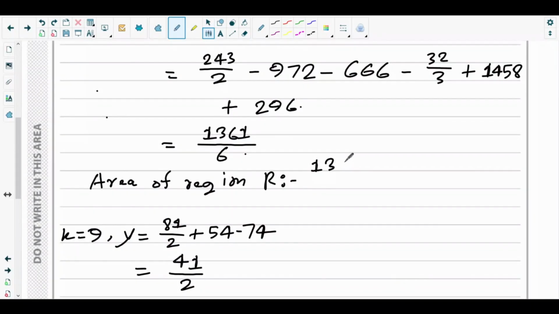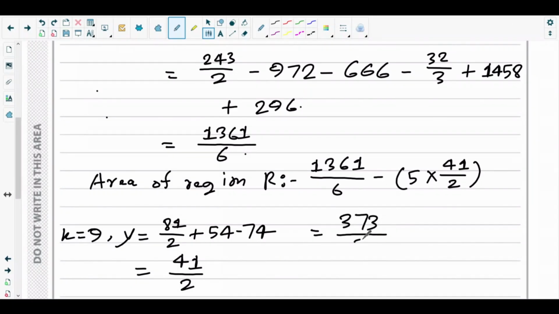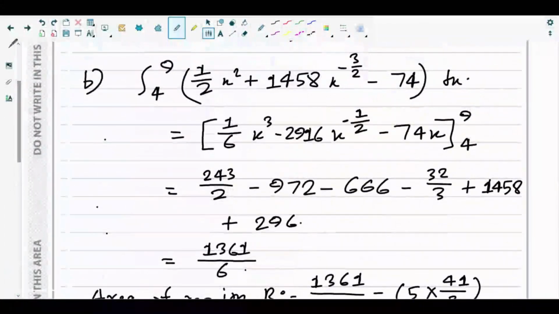So the area of region R would be 1361 over 6 minus what? Length is 9 minus 4, which is 5, times 41 over 2. So what would be the area? 1361 over 6 minus 41 times 5 is basically 205 over 2. So this is 373 over what? 373 over 3. This is the value for the area of region what? Region R. 373 over 3 unit squared. That's the area that we found for region R.